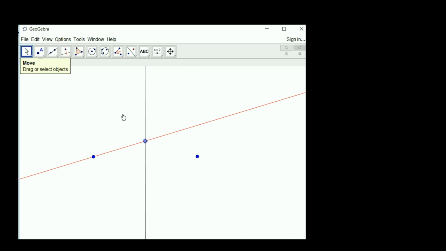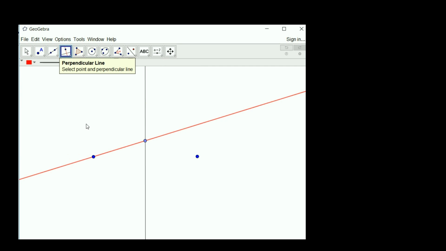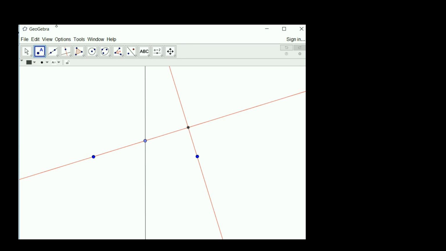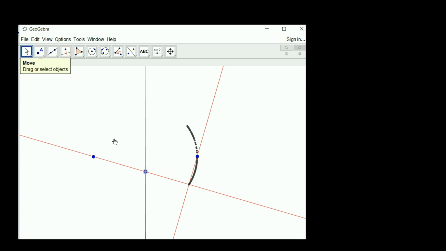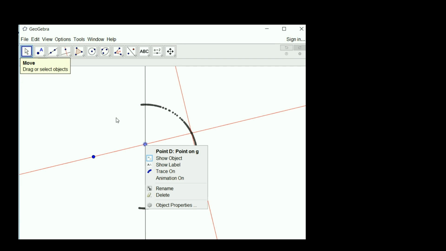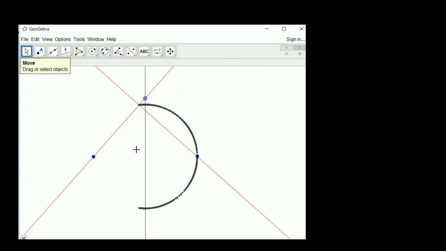And now to finish the construction, we draw a line that's perpendicular to this red line through this right hand blue point. Now the place where these two perpendicular lines meet is going to be a place upon our circle. So what I can do now is turn the trace on of the intersection of these two lines and vary the lines. And you see as we vary the lines, a circle is swept out.